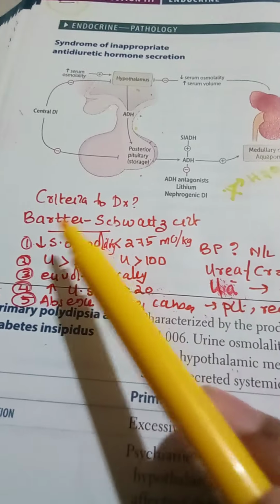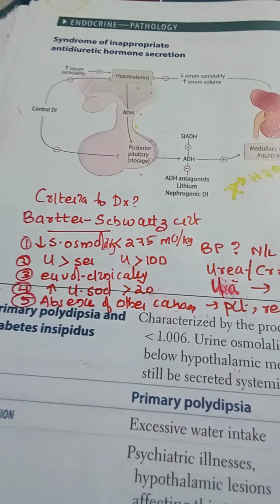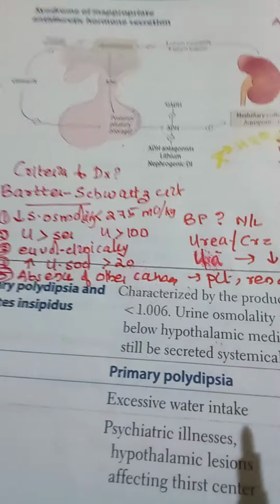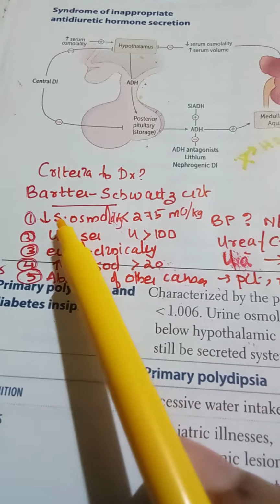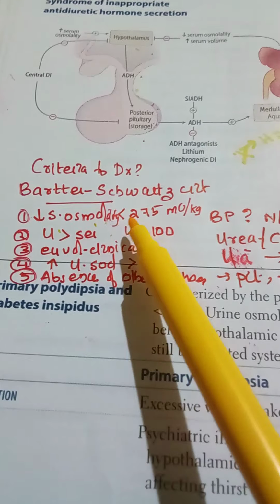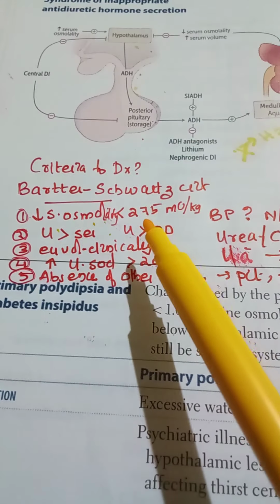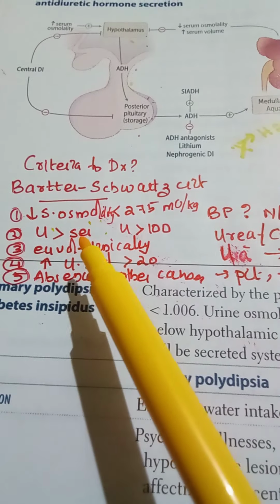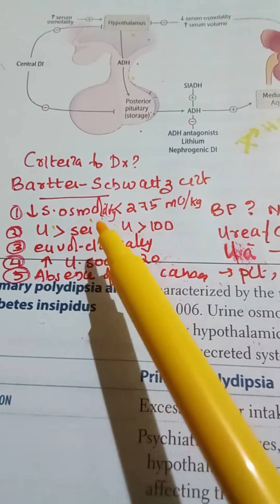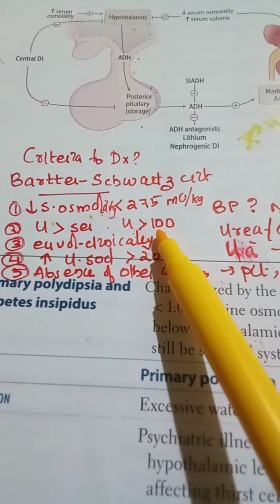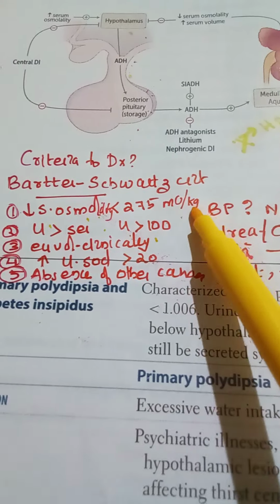So what is the criteria for the diagnosis? This criteria for diagnosis is called the Bartter-Schwartz criteria. What are the components of the Bartter-Schwartz criteria? Please excuse my handwriting. We need to annotate First Aid. So there will be decreased serum osmolality. Will there be decreased serum osmolality? Do you think so? Sodium is getting excreted out now. So there is decreased serum osmolality, and it is going to be less than 275 milliosmol per kilogram. Then urine osmolality has become more than serum osmolality. Right? What about the urine osmolality? How much is that? Urine osmolality has become more than 100 milliosmol per kilogram.